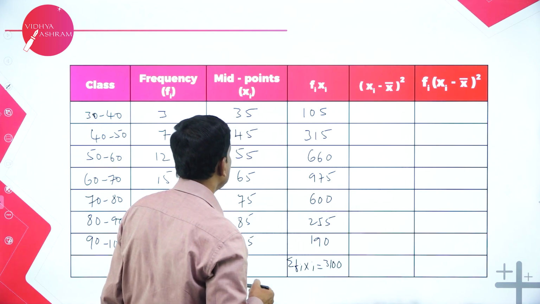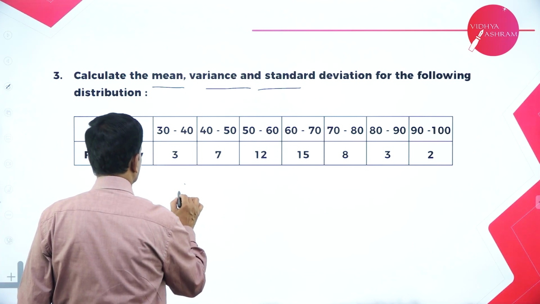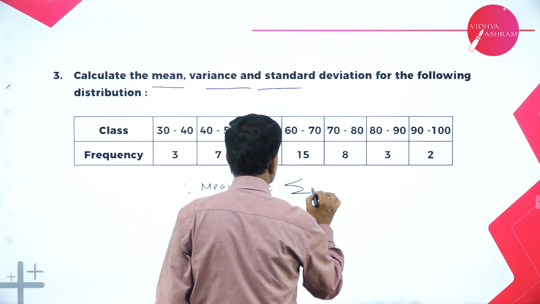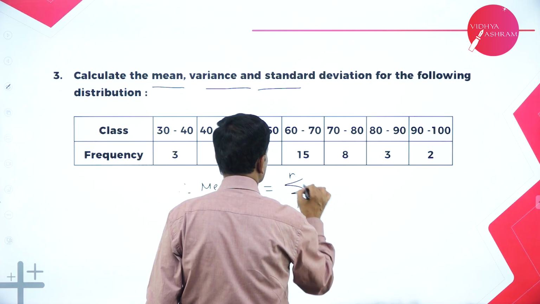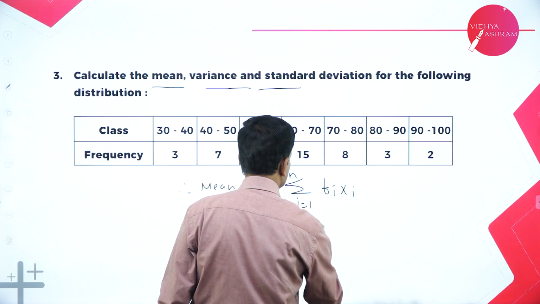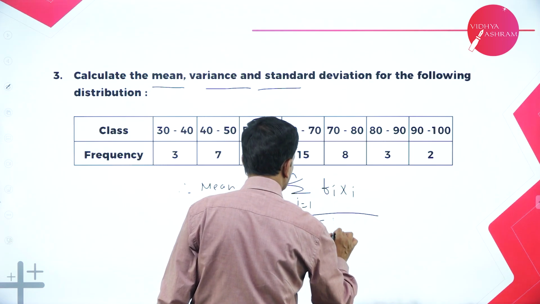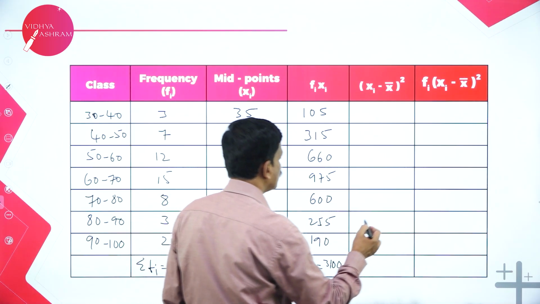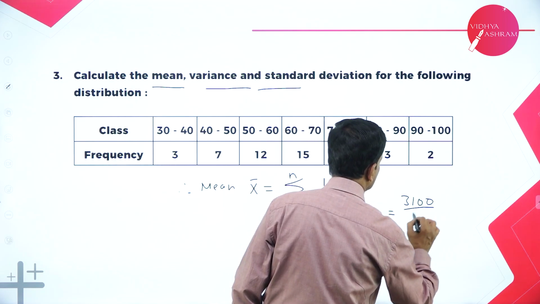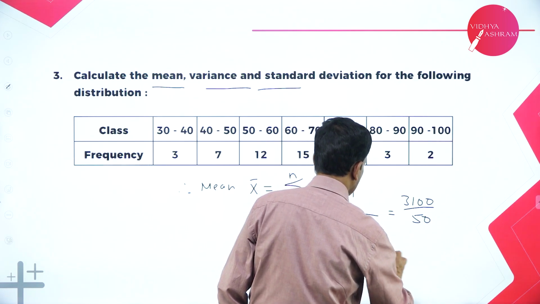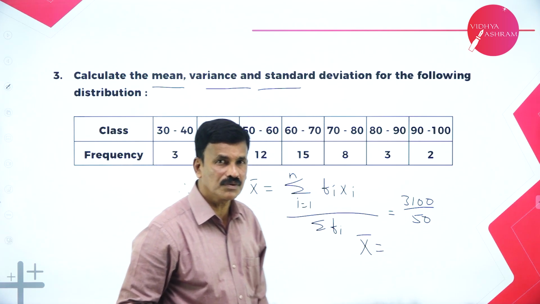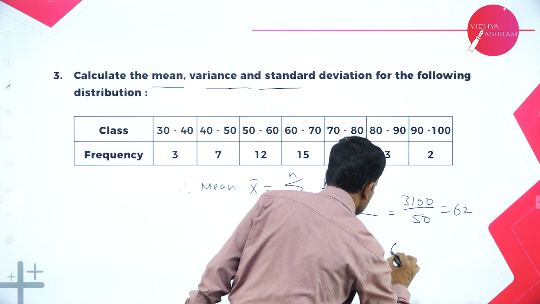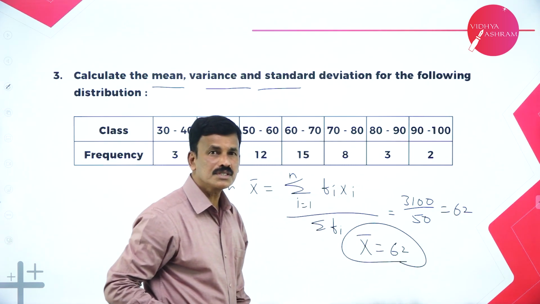Now find out the mean. The mean x bar is equal to sigma fi xi divided by sigma fi. That is 3100 divided by 50. So therefore x bar is equal to 3100 divided by 50, which is equal to 62. So x bar is equal to 62.